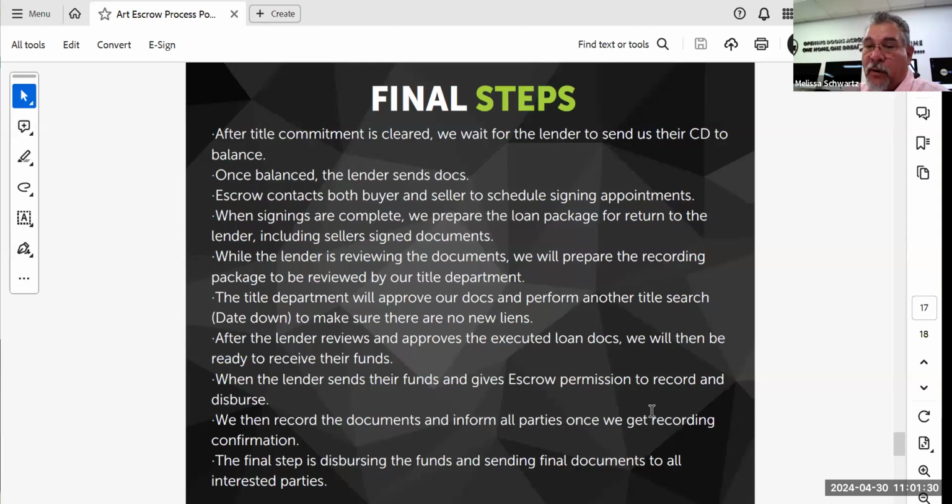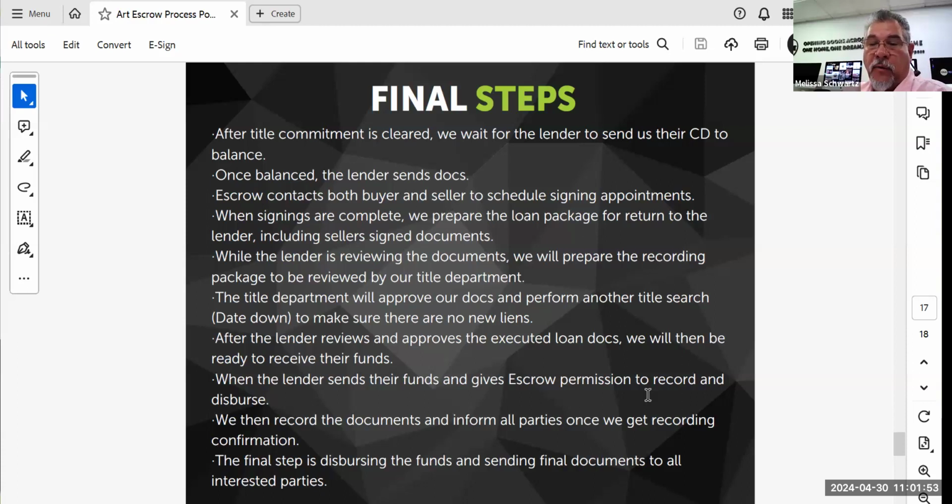Once we receive their funds and we have everybody's funds, the buyer's funds, we have all the money and our file balances to zero, we will go ahead and record the documents. Once recording is confirmed, we'll inform all the parties that recording is confirmed. At that point, the ownership has gone to the new buyer. At that point, the keys can be released to the new buyer once it records, okay?